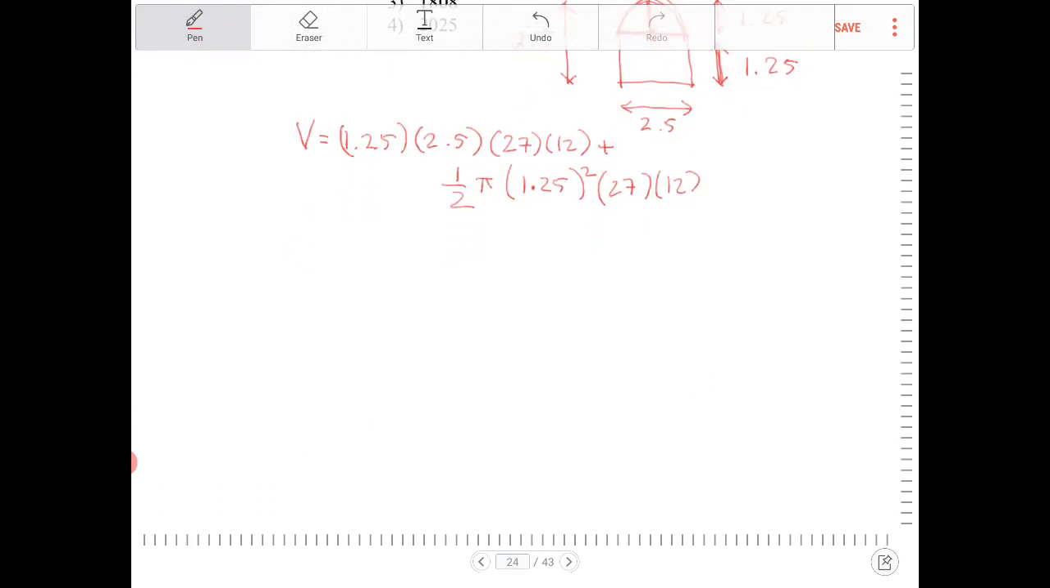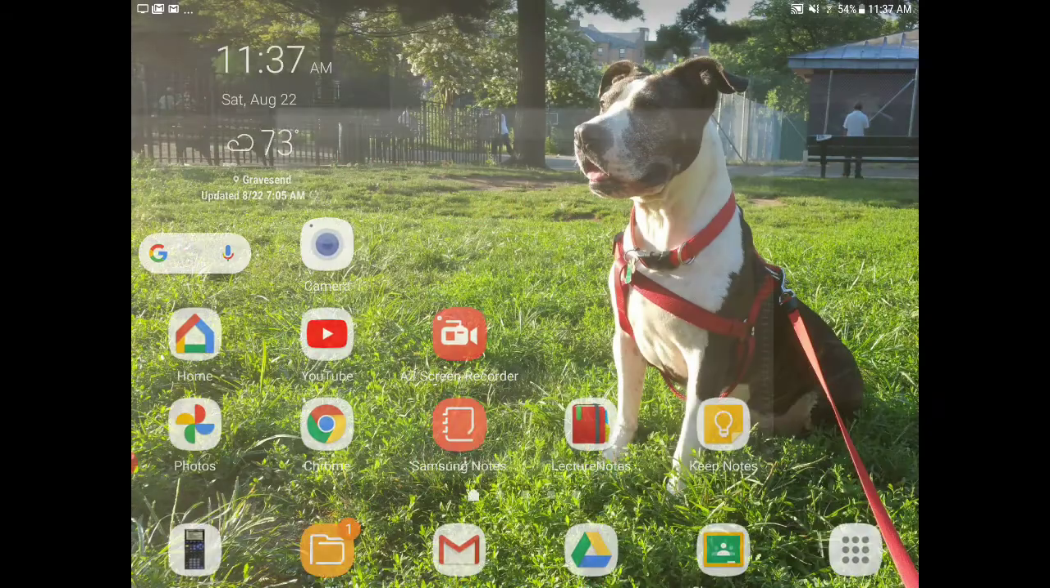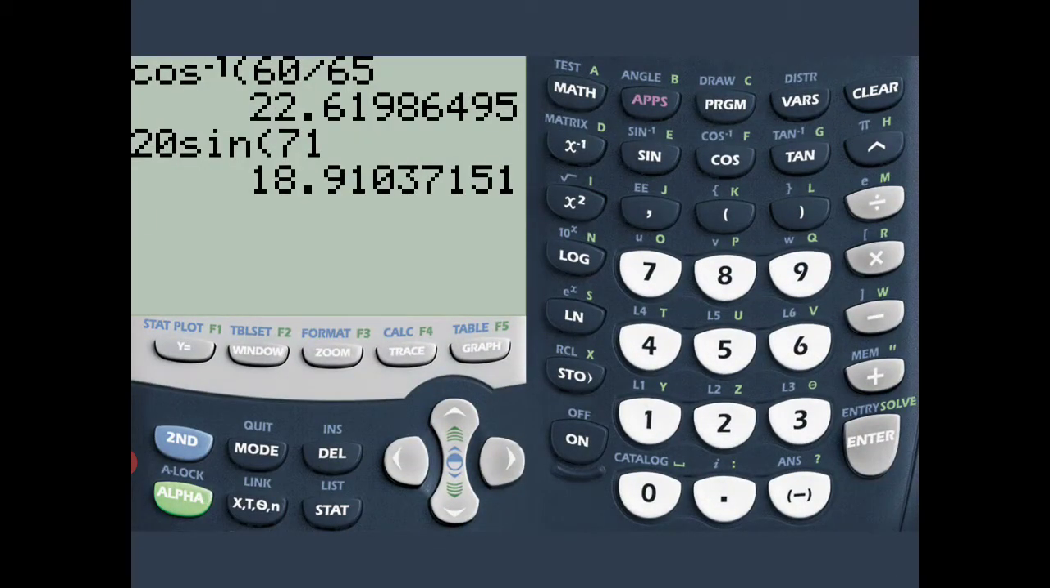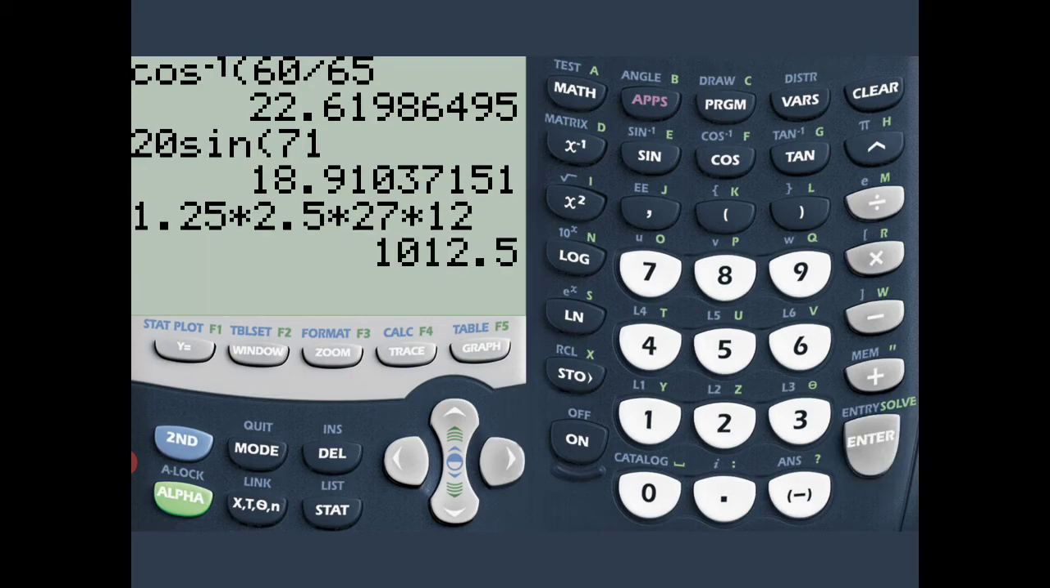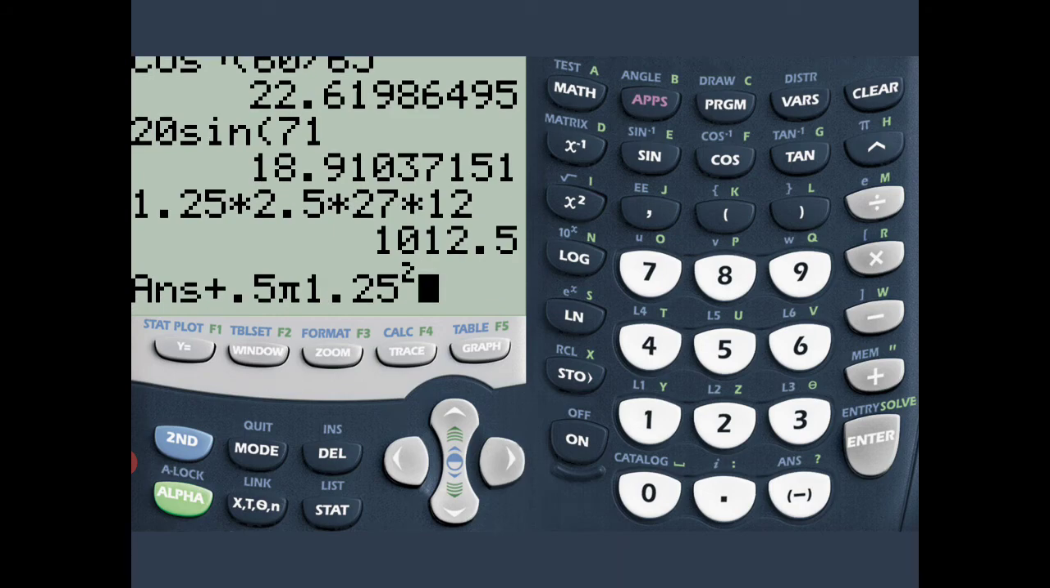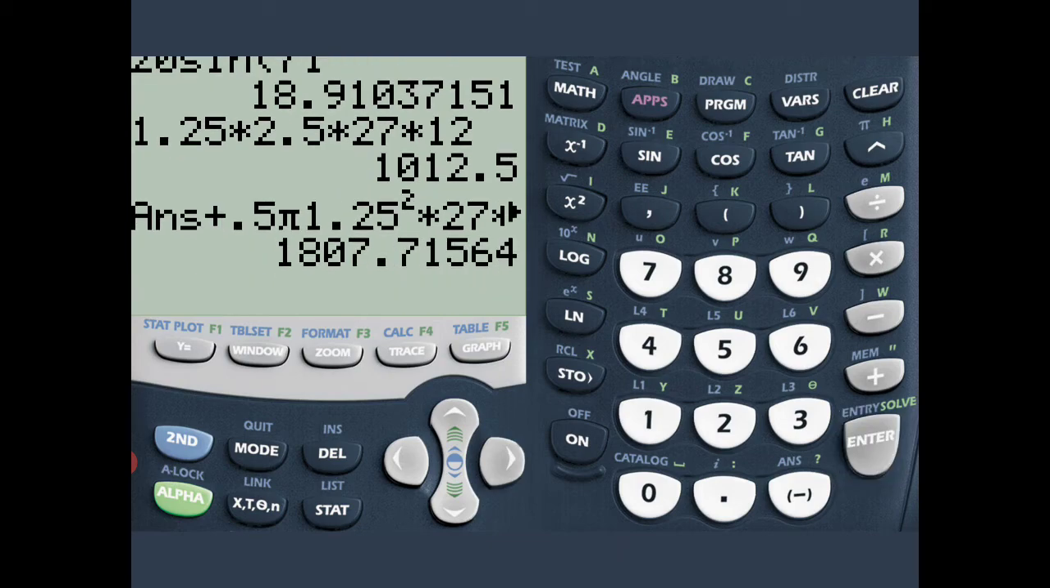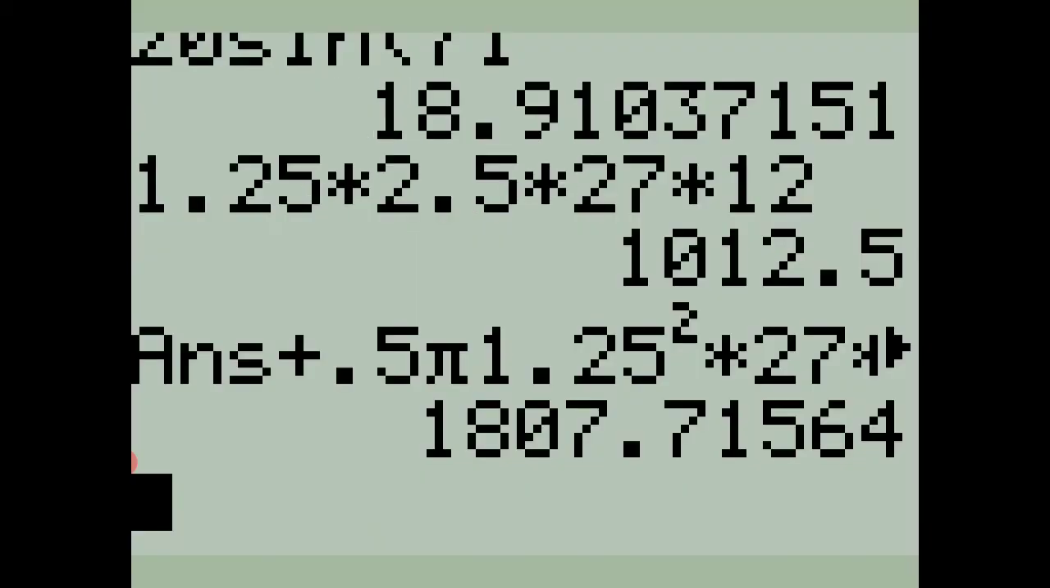So I will take my calculator now. I want to do 1.25 times 2.5 times 27 times 12. This will be the volume of the rectangular prism. I will need to add this with 0.5 times pi times the radius, which is 1.25 squared, times 27 times 12. And that will give me 1807.7.